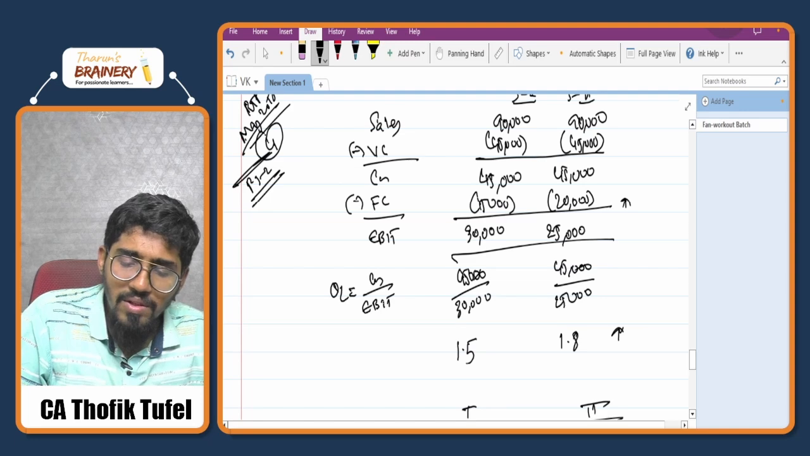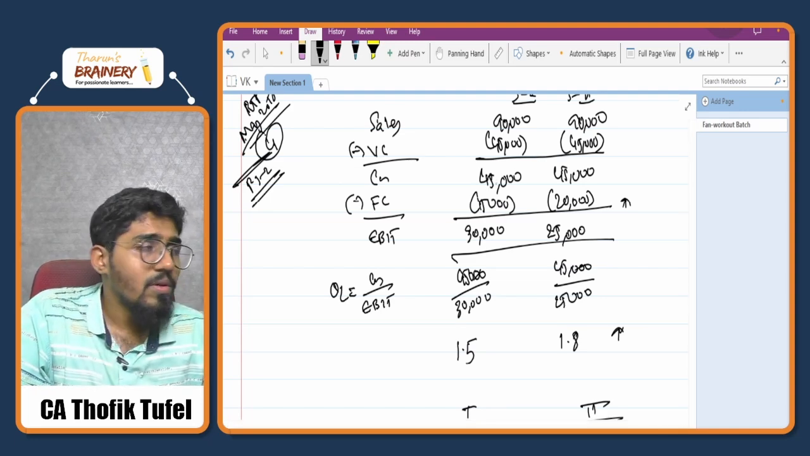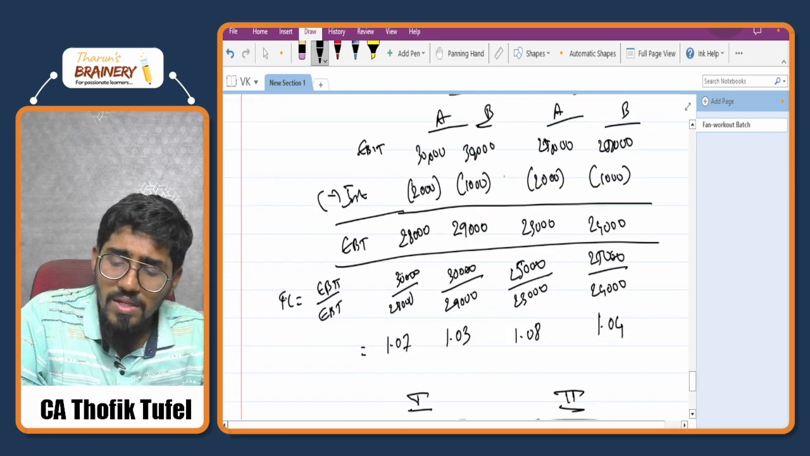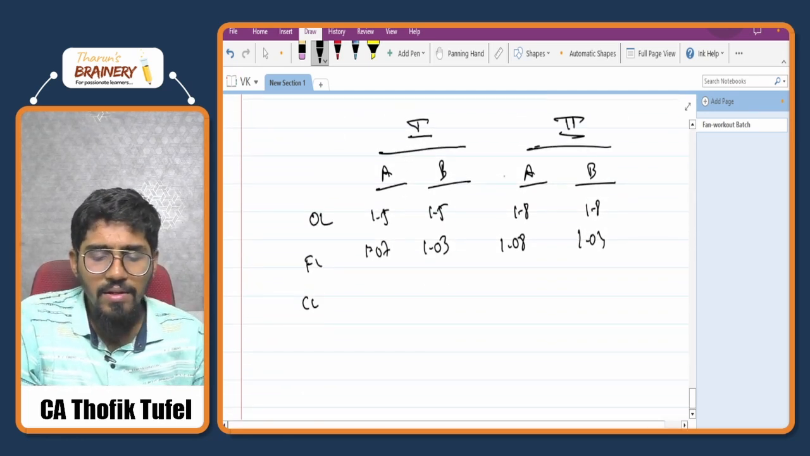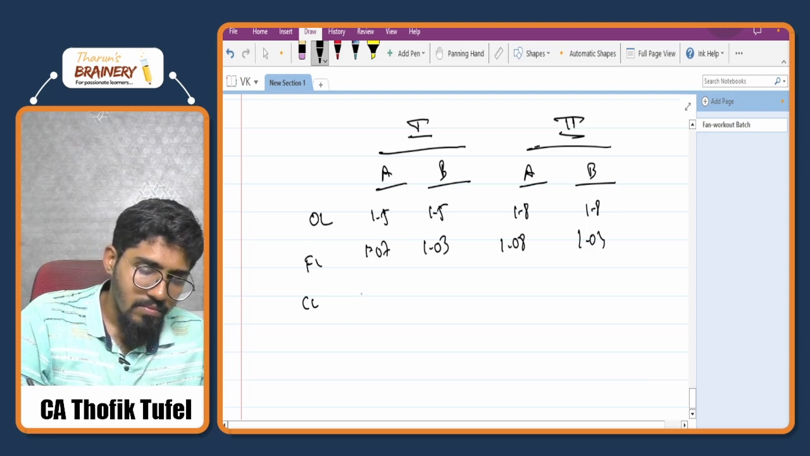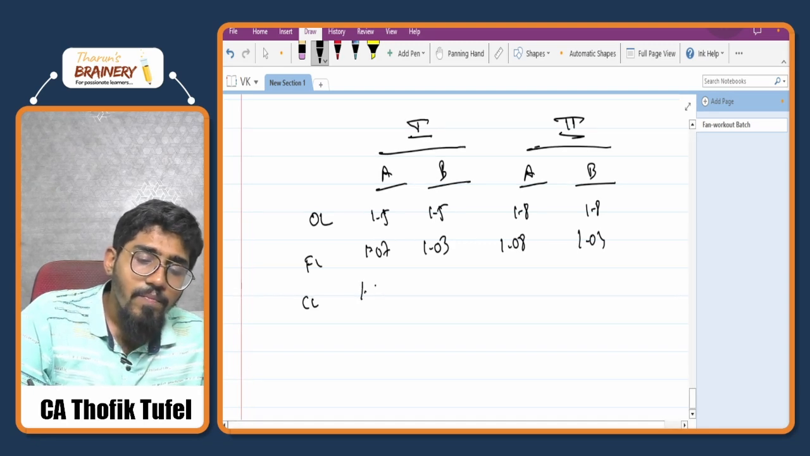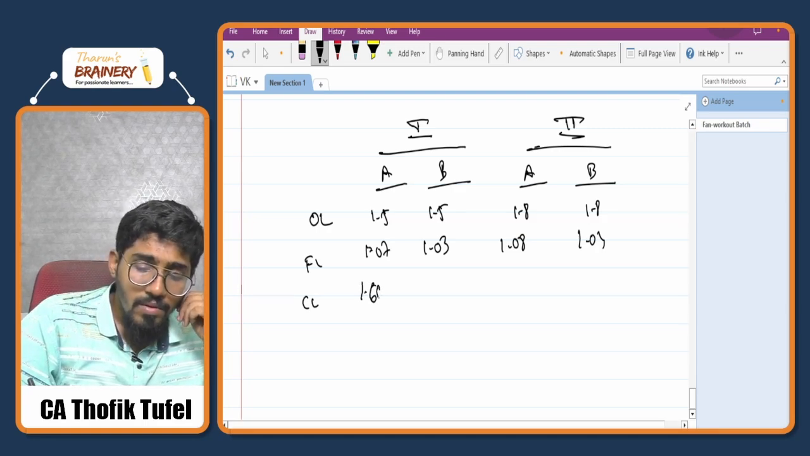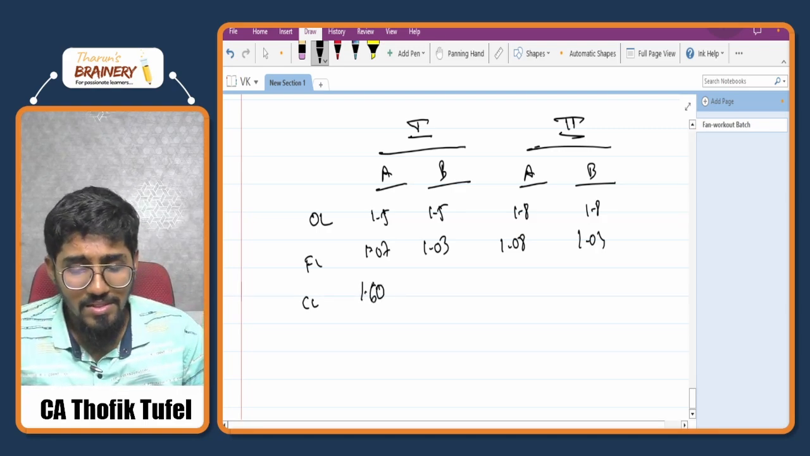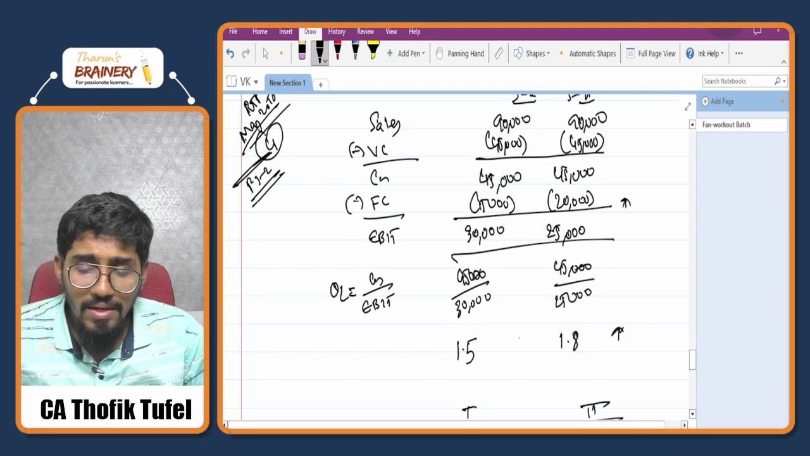So we will calculate contribution divided by EBT. Quickly, do 45,000 divided by 28,000. 45,000 divided by 28,000. 1.60. So 1.60. Yes, sir. What is again situation 1?